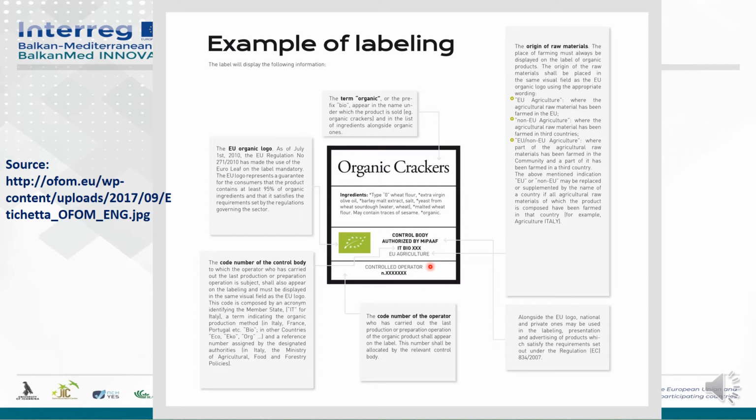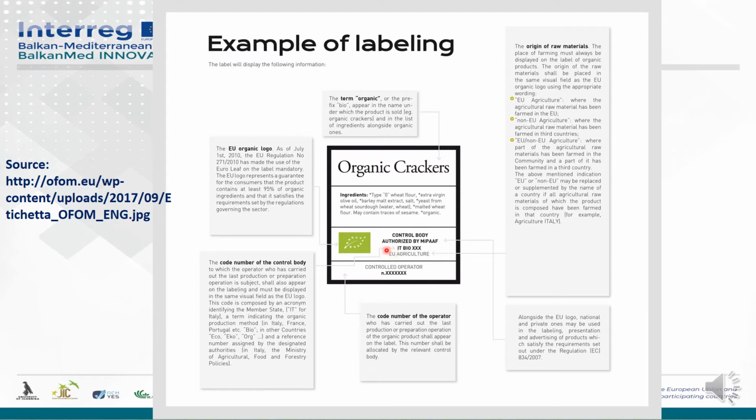And if the ingredients that compose a product, for example biscuits, are organic, some of them from EU country origin and some of them from non-EU origin, in this case EU/non-EU agriculture would be written. So this shows that there are ingredients from EU and from non-EU countries.